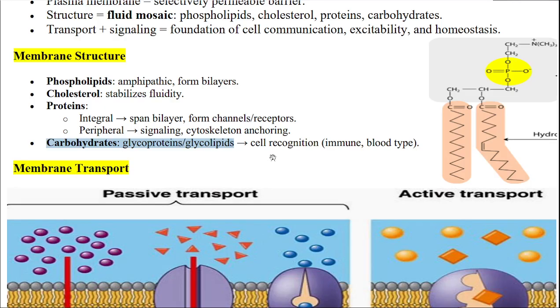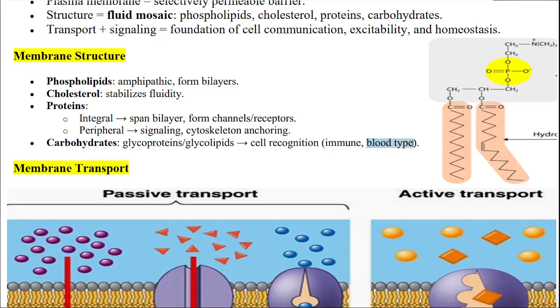And its job? Its main purpose is cell recognition. It acts like a unique cellular signature, allowing cells to recognize each other, distinguish self from non-self, crucial for the immune system. And the blood type connection? That's the classic example. Your A, B, AB, or O blood type is determined entirely by the specific type of short carbohydrate chains attached to glycolipids on the surface of your red blood cells.